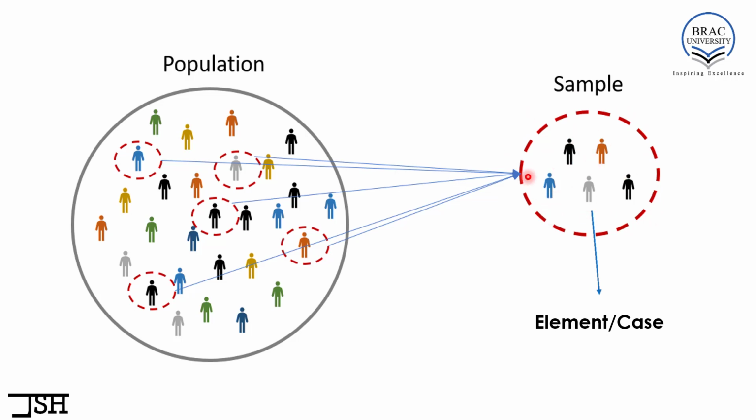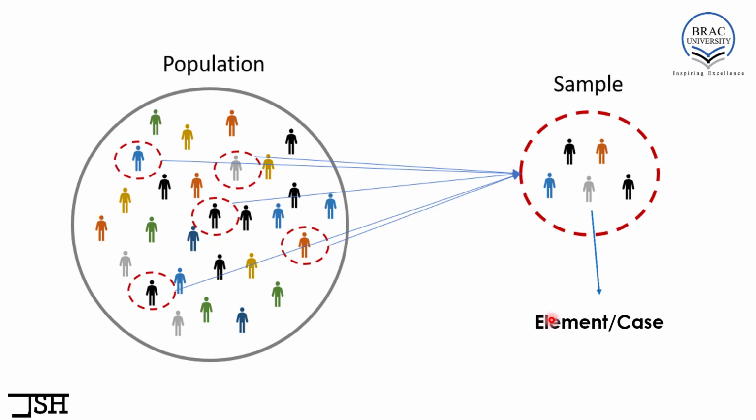So again, 5 people together is called a sample, and within that sample, every single person individually is called an element or a case. I guess by now from this picture, it is clear to you what we mean by population, what we mean by sample, and what we mean by element or a case.